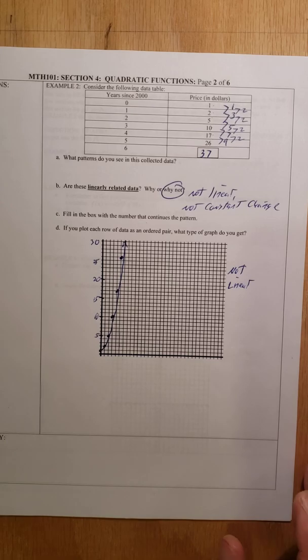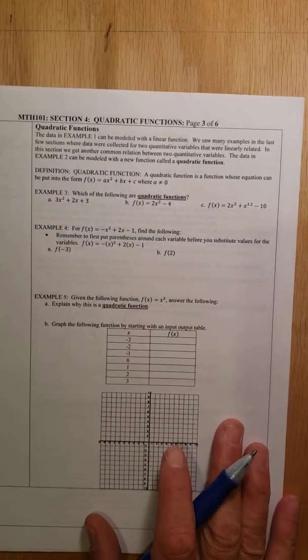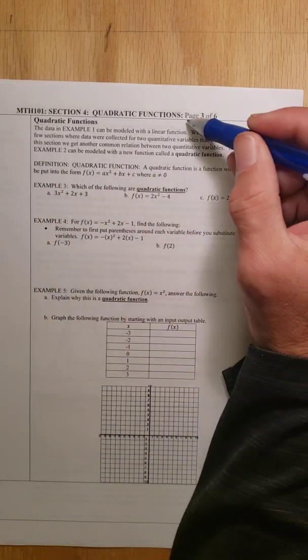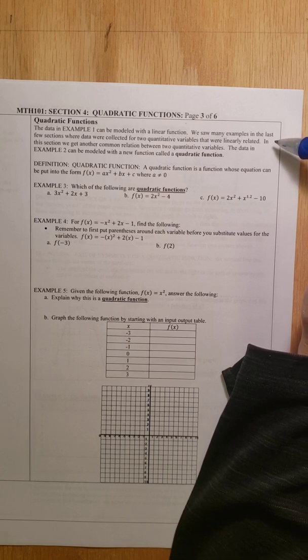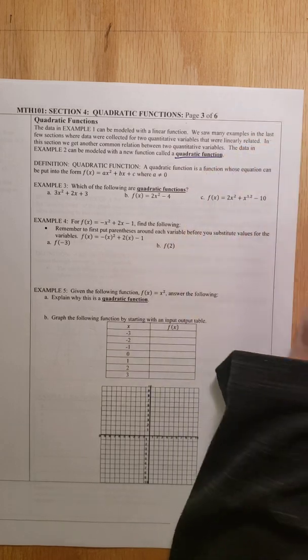Okay, it's definitely got a curve to it. All right, so the data in example 1 can be modeled as a linear function. We saw many examples of that in the last sections. We talked about the first 3. The data in example 2 can be modeled by what we call a quadratic function.